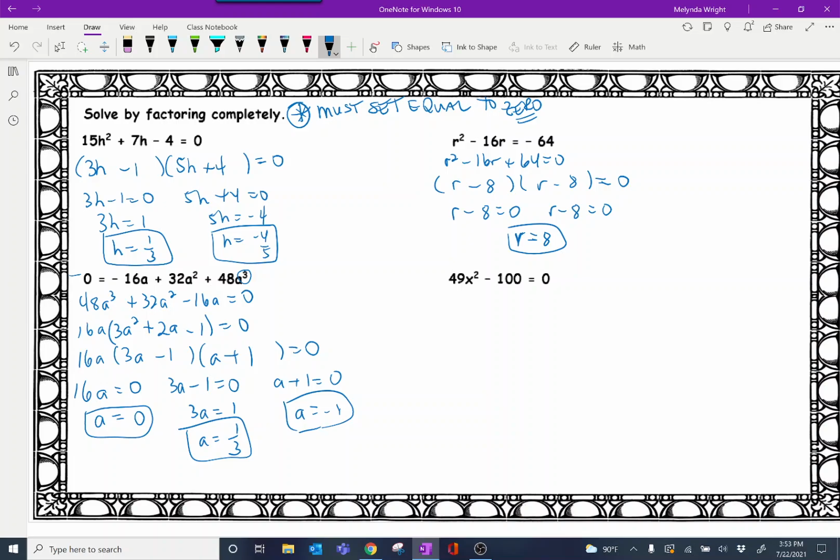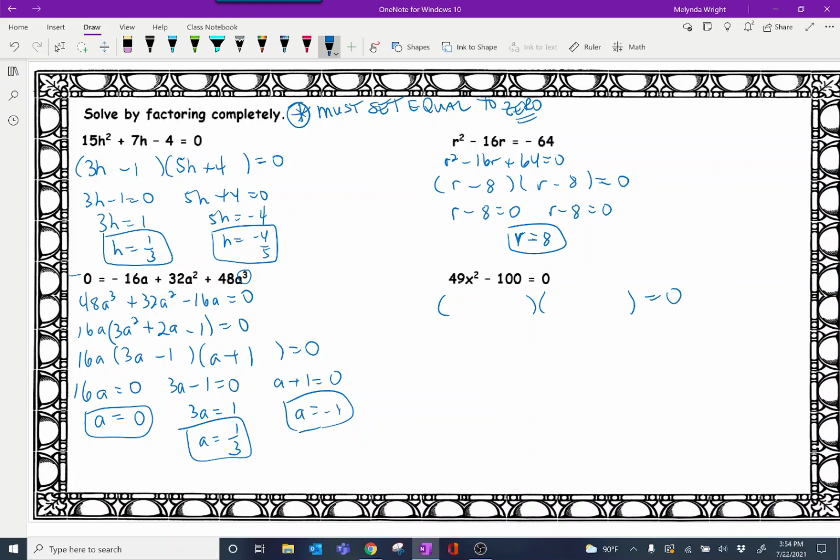This has 2 terms. I don't see a GCF. 49 and 100 don't really have any numbers in common that I can factor out, so it's 2 terms. So I'm hoping this is difference of squares. If it's not, I can't factor it. Now it's got a subtraction, so difference has to have a subtraction, right? And 49 is a perfect square, x squared is a perfect square, and 100 is a perfect square. So we are in luck.